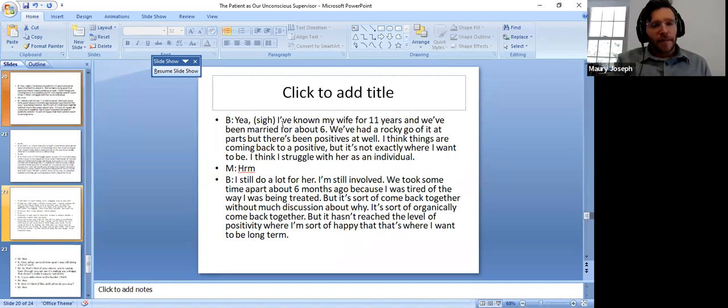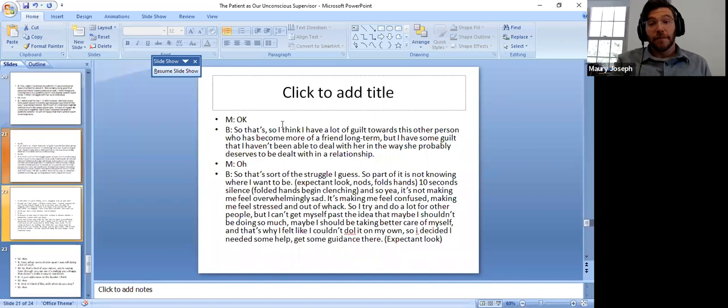I say, okay, so you're seeing my brilliant interventional style here. And he says, so I think I have a lot of guilt towards the other person who has become more of a friend long term, but I have some guilt that I haven't been able to deal with her in a way she probably deserves to be dealt with in a relationship. Oh, so that's sort of the struggle, I guess. So part of it is not knowing where I want to be.